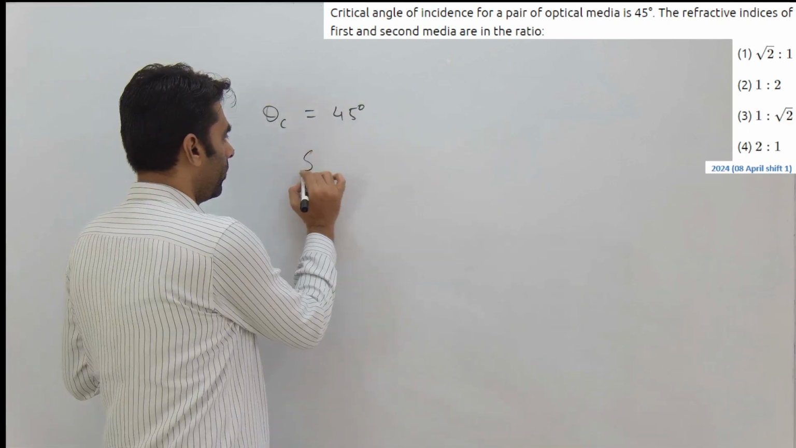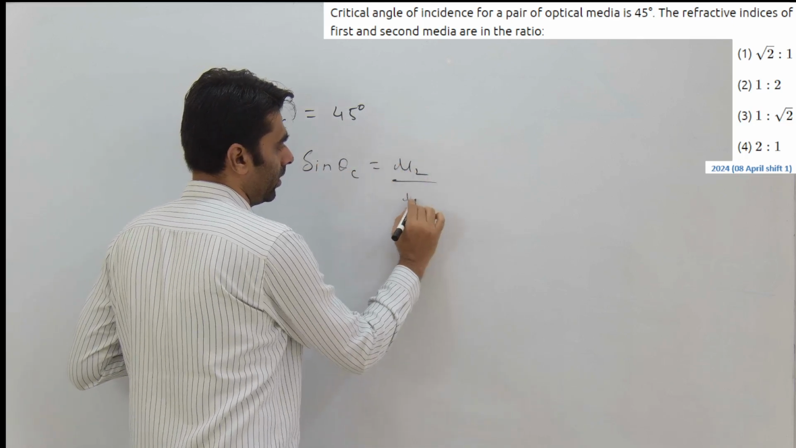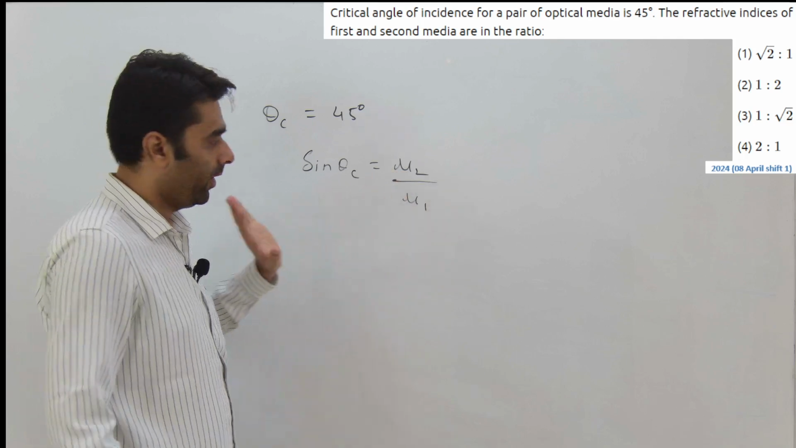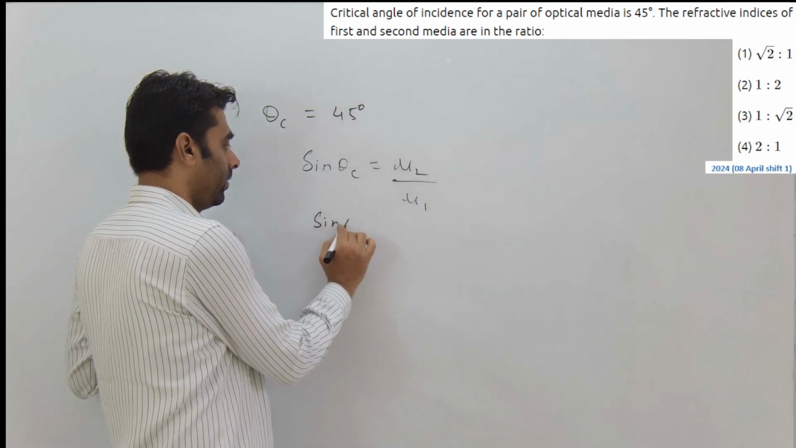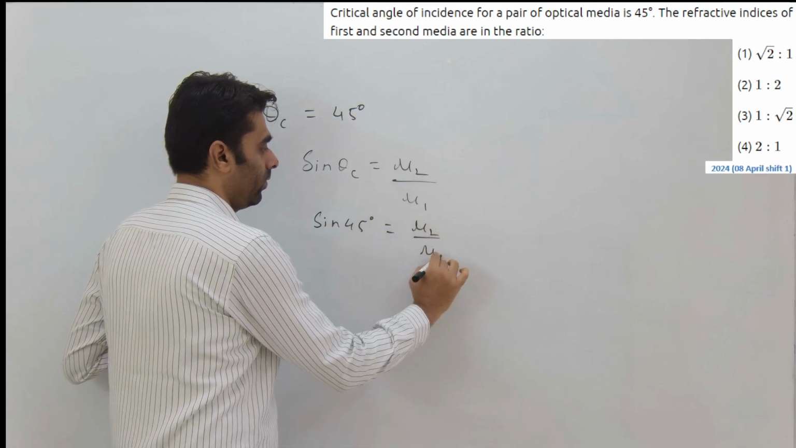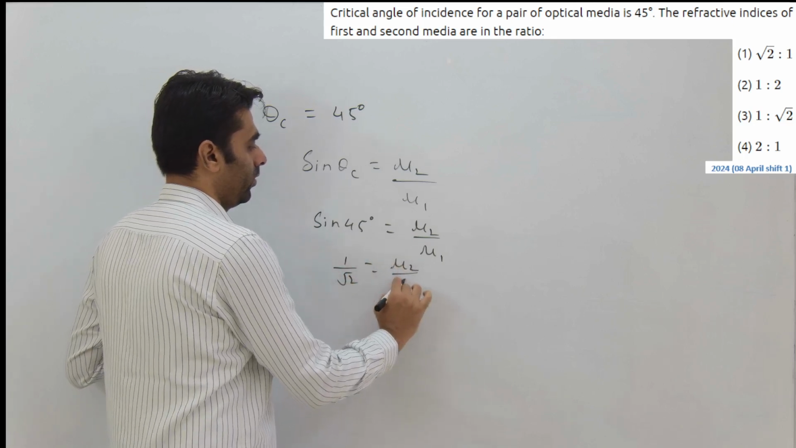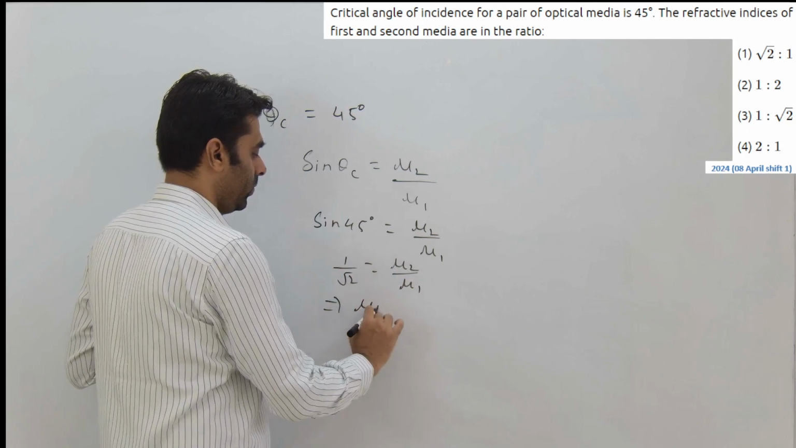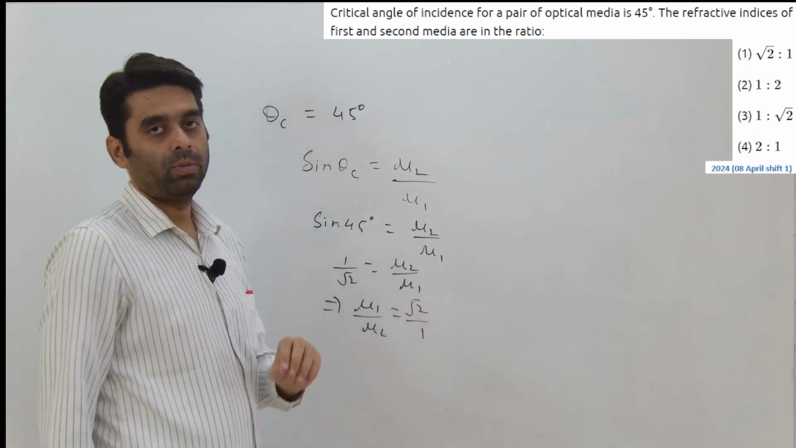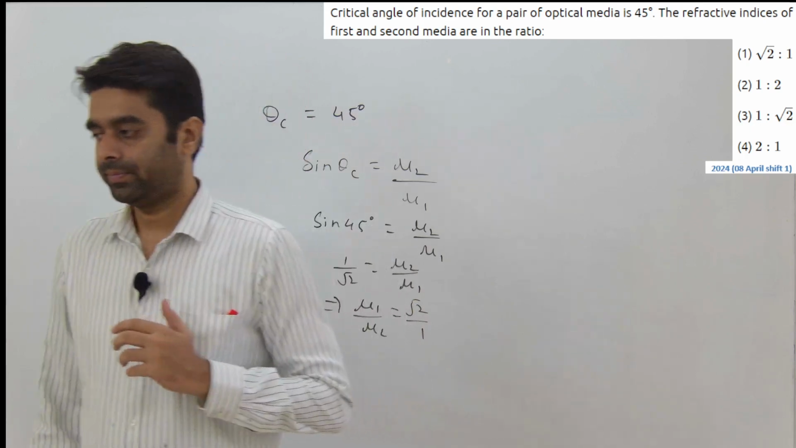Sin theta critical, what do we write? Sin theta critical is written as mu 2 by mu 1. Mu 2 is the rarer medium, mu 1 is the denser medium. So sin 45 equals mu 2 by mu 1. From this we can write 1 by root 2 equals mu 2 by mu 1. So mu 2 by mu 1 equals root 2 by 1. So our answer will be root 2 is to 1. Let's move ahead.